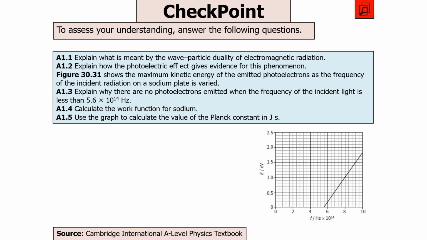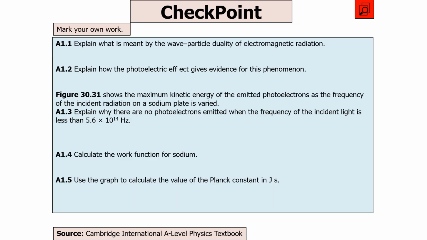Then the figure shows the maximum kinetic energy of the emitted photoelectrons as the frequency of the incident radiation on a sodium plate is varied. Explain why there are no photoelectrons emitted when the frequency of the incident light is less than 5.6 times 10 to the 14 Hz. Calculate the work function of sodium and use the graph to calculate the value of Planck's constant in joule seconds. So pause the video now, then unpause the video when you want to go through your answer.